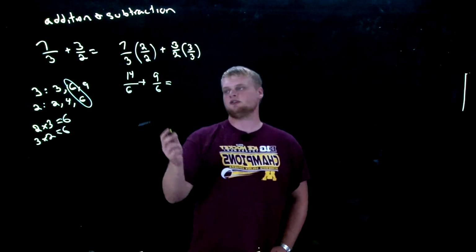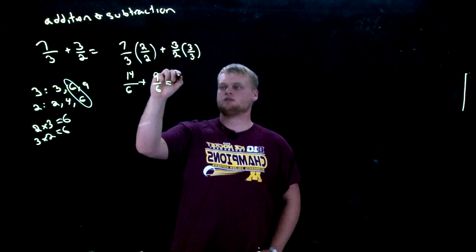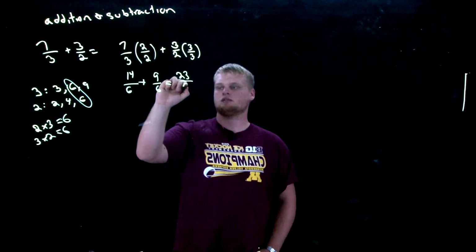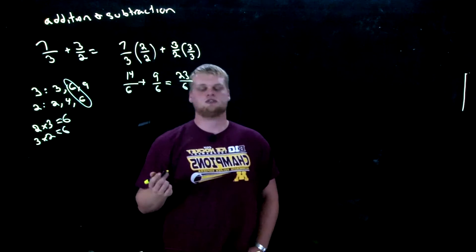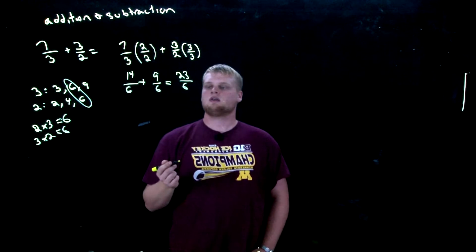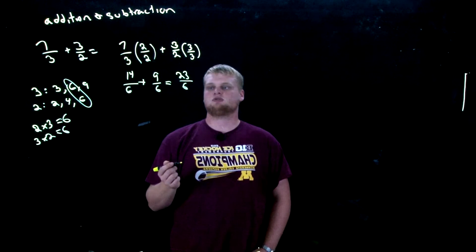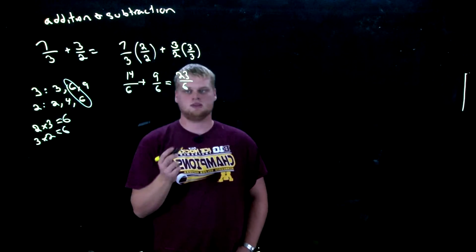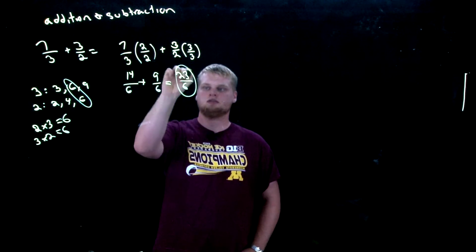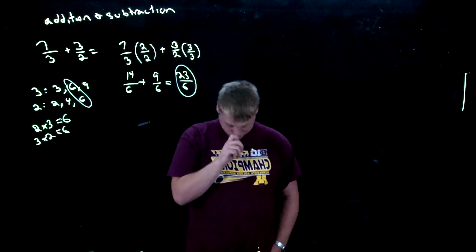And when you add the numerators together, 14 plus 9 is 23 divided by 6. And our fraction is 23/6. And since 23 is a prime number, this is the most reduced fraction you can get, and we can leave it as is.